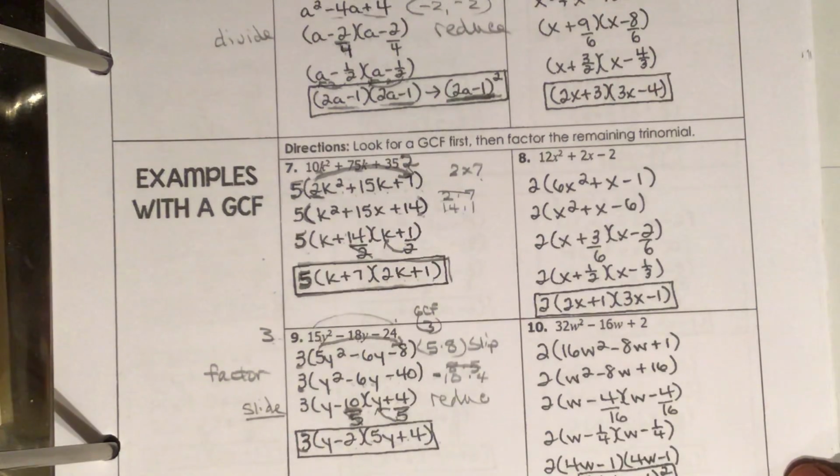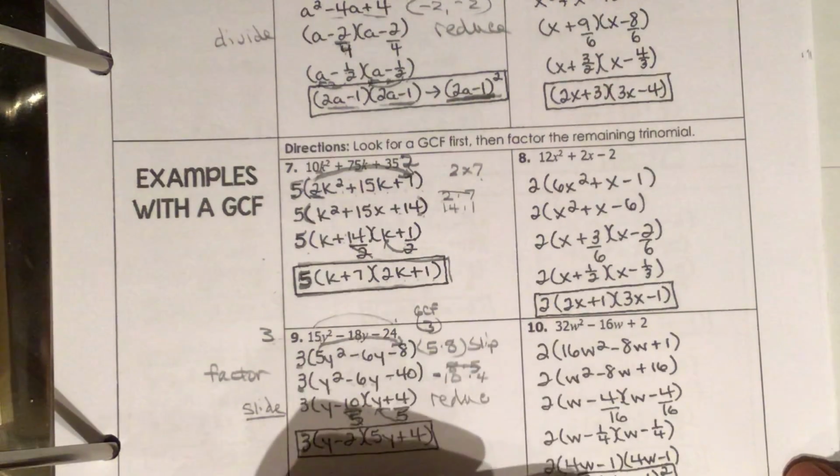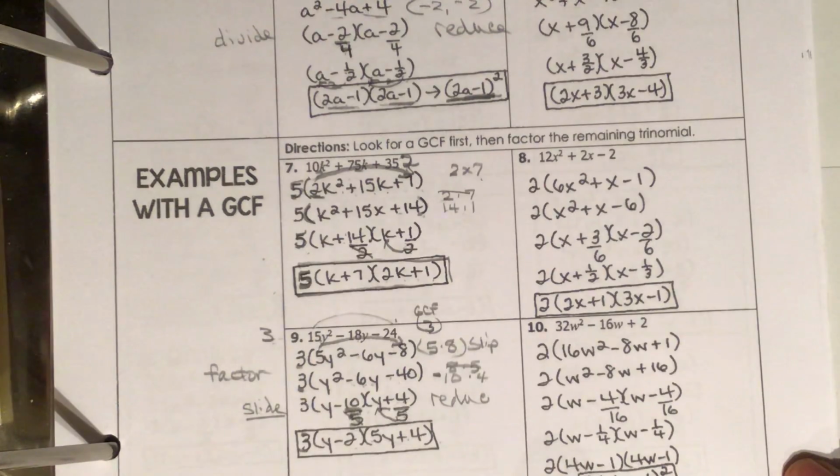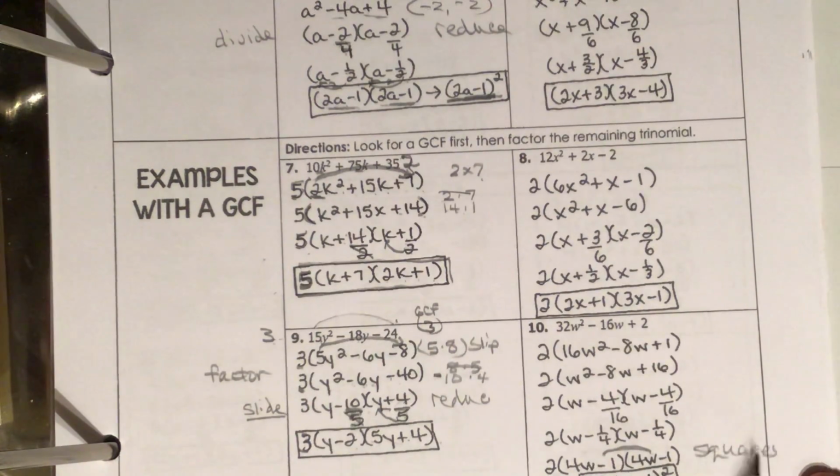You can do this one on your own. We notice that this one's a square too. So look at this pattern right here. These are squares. So look at those.